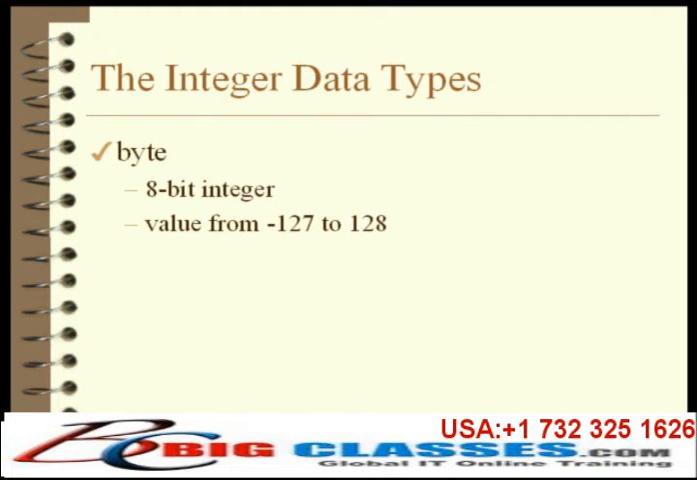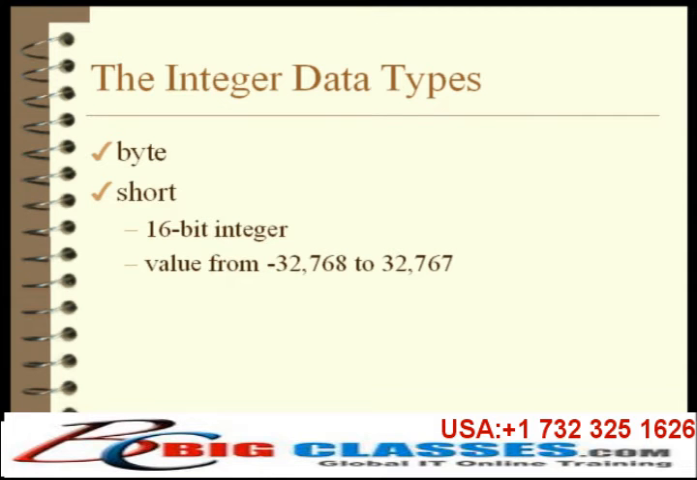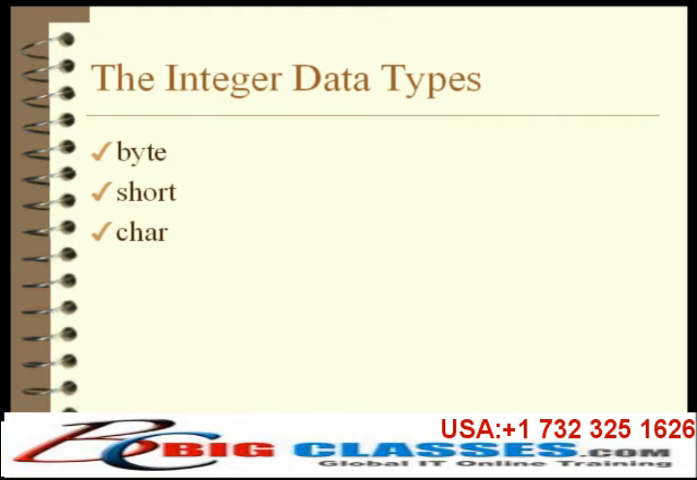Next is the short data type, which is twice the size of a byte and takes up 16 bits. Just like the byte, it's a signed data type, which means it can contain both positive and negative values, and it can contain a maximum value of 32,767. The next data type is the char, or sometimes pronounced char.